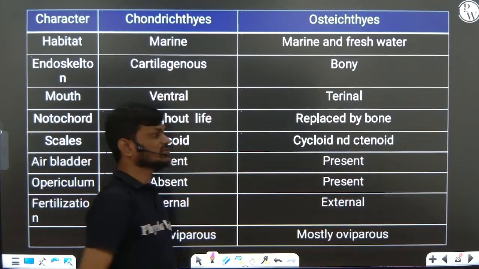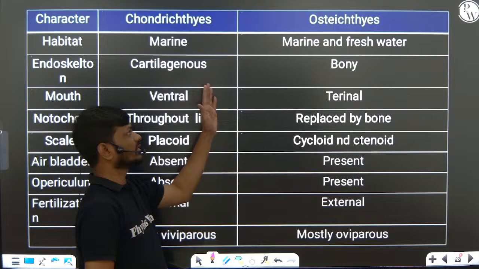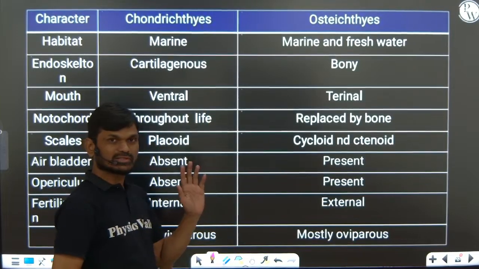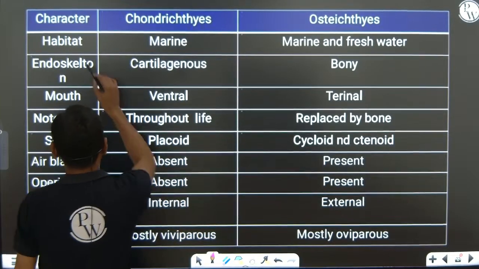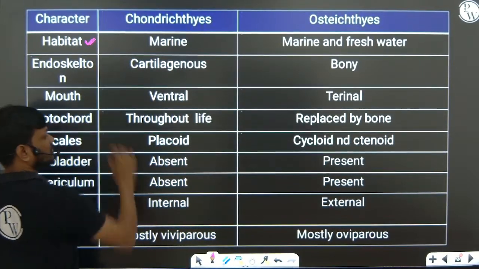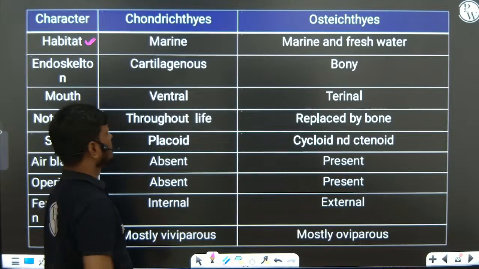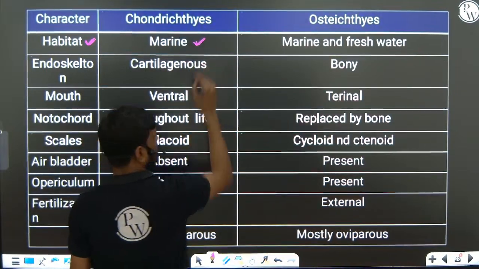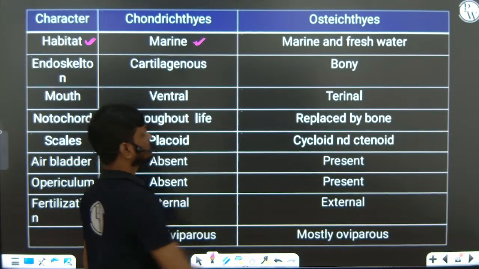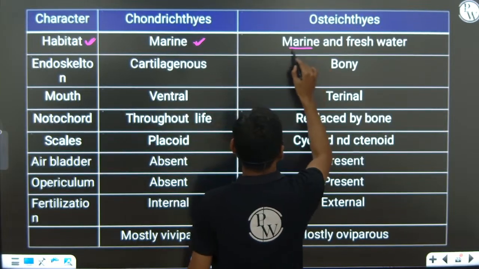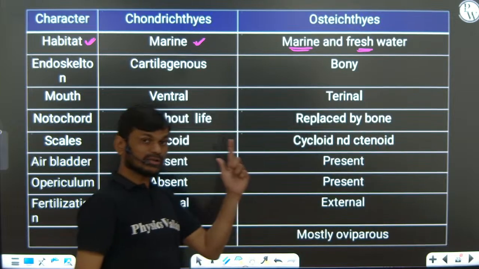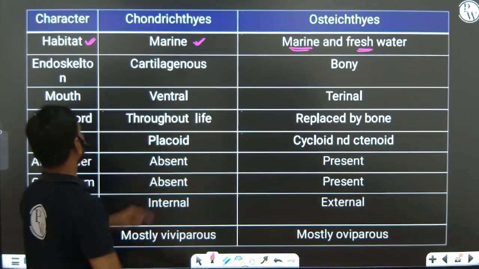So I have summarized the two classes, Osteichthyes and Chondrichthyes. Very important characters we're discussing here. First, habitat, where they live. Chondrichthyes have a marine habitat, they are present in marine water, but Osteichthyes can be present in both marine and freshwater habitat. Marine and freshwater habitat, very important.